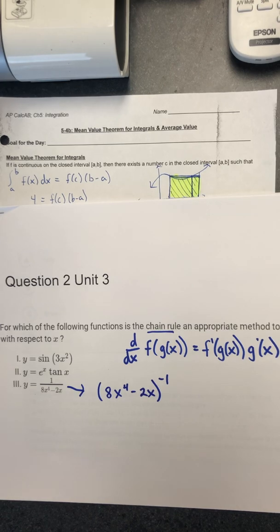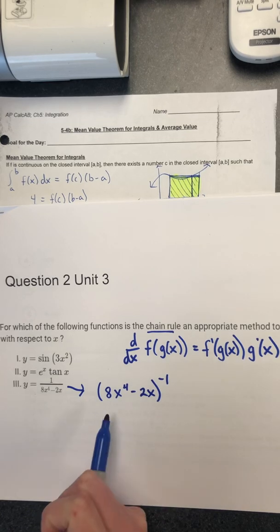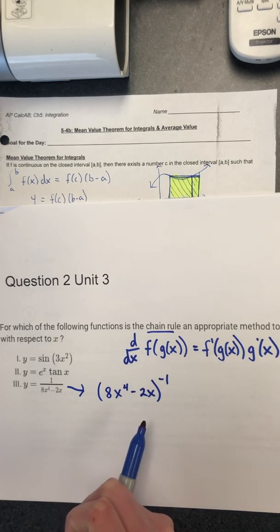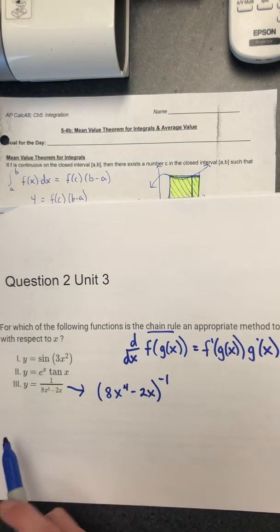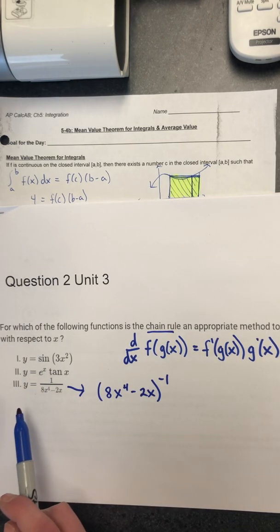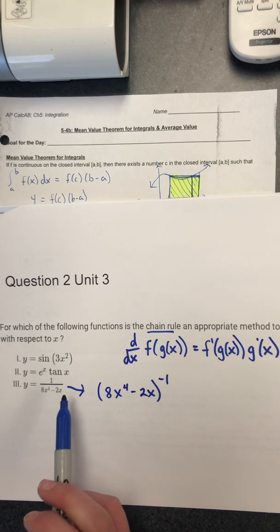So this function right here actually does apply for chain rule because it's the 1 over x function composed with the 8x to the fourth minus 2x function. So this one right here does apply for chain rule. Let's go to the next function.